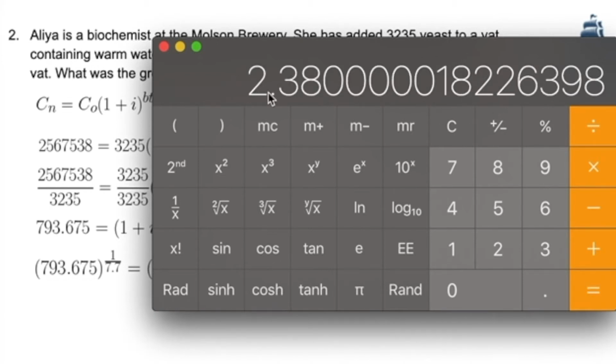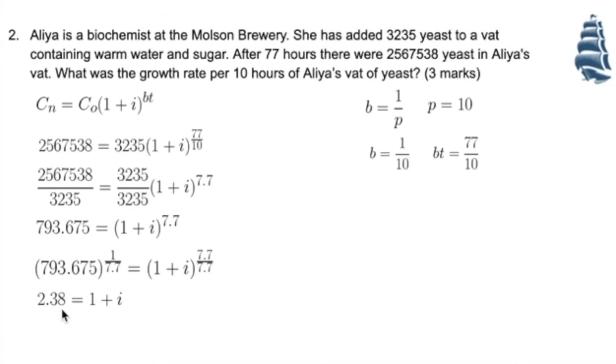That gives us 2.38000. So just 2.38 is good enough. 2.38 is our 1 plus i. I want to get rid of that 1, so I'm going to subtract 1 from both sides. If you subtract 1 from the right-hand side, that's gone. And if we subtract from the right-hand side, we also have to subtract from the left-hand side. That gives us 1.38 is our growth rate.